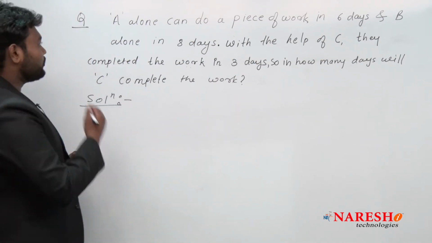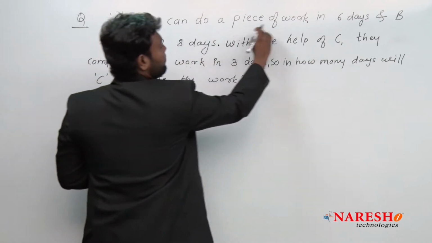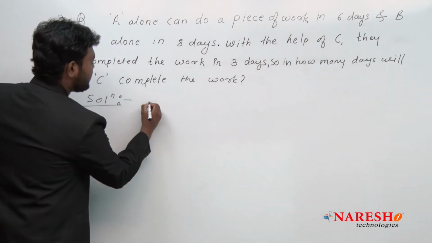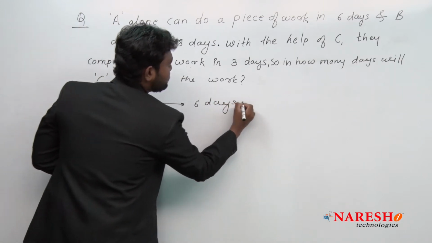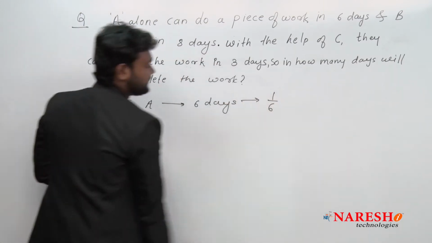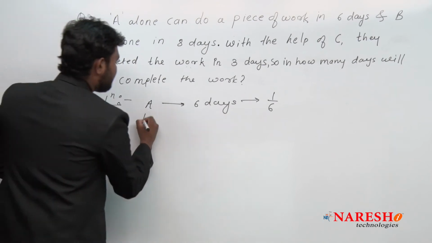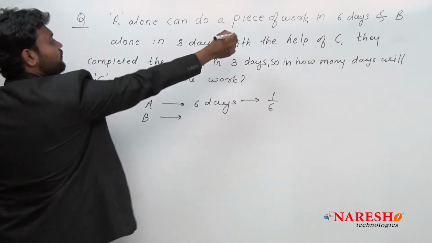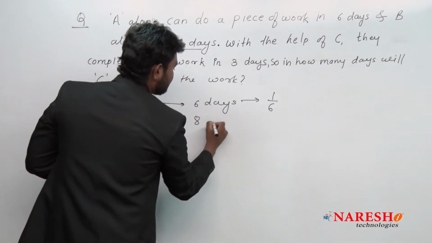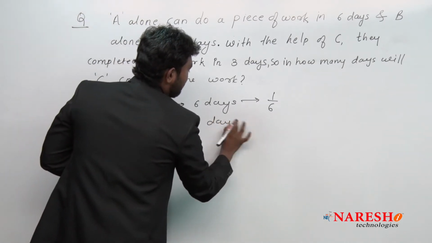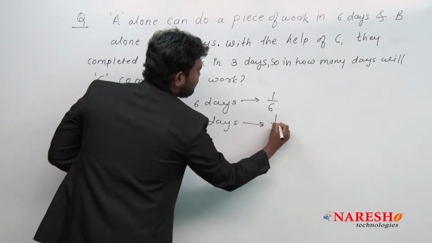First of all, how do we tackle this question? A alone can do a piece of work in 6 days. So his one day work capacity will be 1 by 6. B can complete a piece of work alone in 8 days, so his one day working capacity will be 1 by 8.